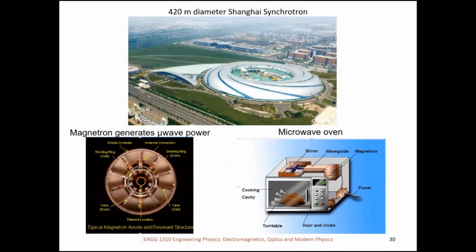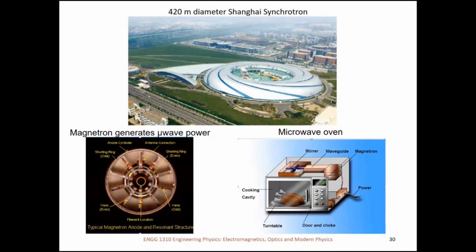Here are some applications of moving particles inside a perpendicular B field. The first one is the synchrotron. As we said, they usually build a huge diameter. This is the one in Shanghai, which has 420 meters. Actually, worldwide we have a lot of similar ones. It is costly, but it is quite useful for high energy physics studies.